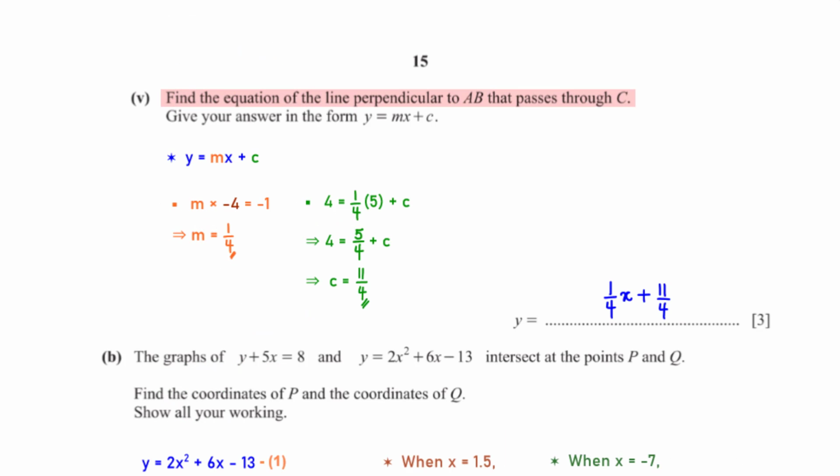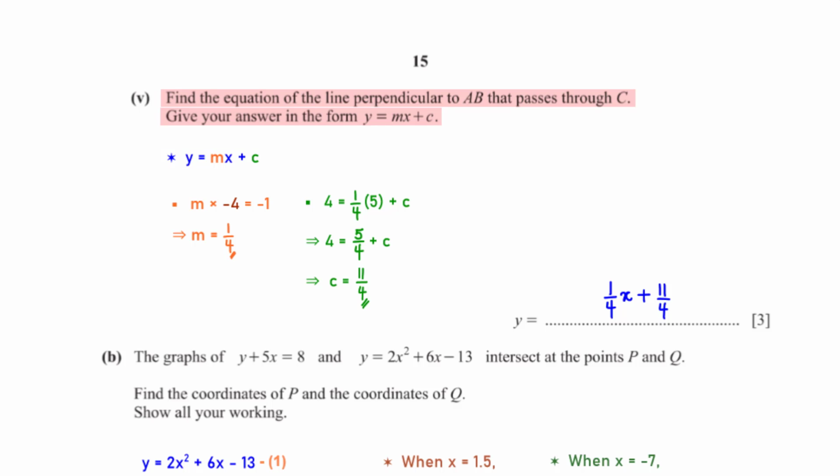Find the equation of the line perpendicular to AB that passes through C. Give your answer in the form y equals mx plus c. In this case as well, we need to find the values of m and c and plug in these values into y equals mx plus c.